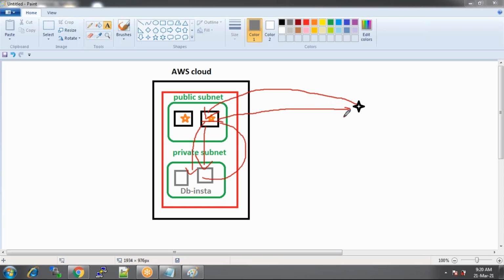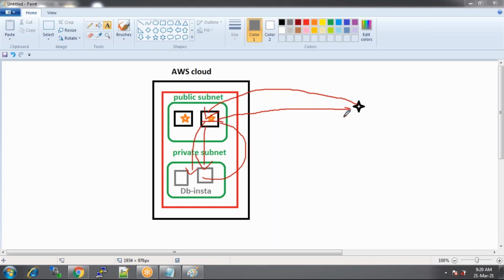Is it clear? Do you understand now how the application works? Publicly accessible instances are always deployed in public subnets. Instances with databases are deployed on the private subnet.